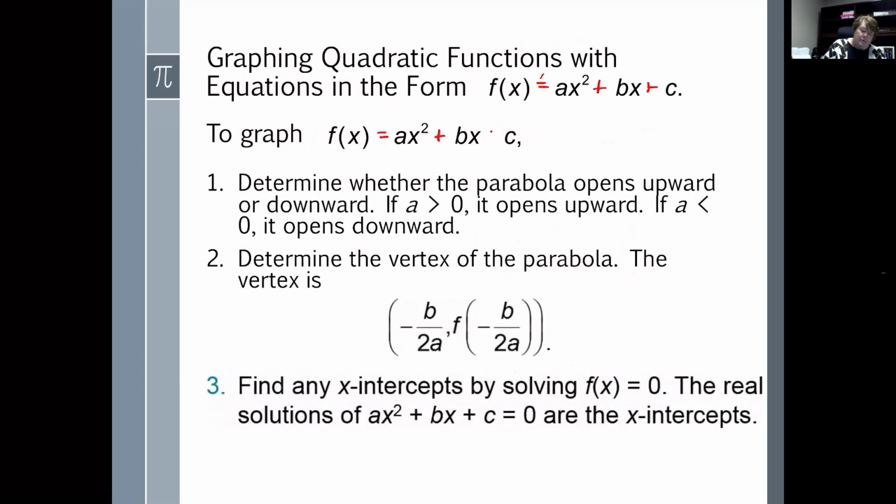So to graph a parabola that's in this form, again, you determine whether it opens up or down by looking at the number a. If it's positive, it opens up. If it's negative, it opens down. Then you find the vertex using the formula. The x component of the vertex is minus b over 2a. The y component of the vertex is the function evaluated at that point. Find any x-intercepts by solving the equation f of x equals 0.